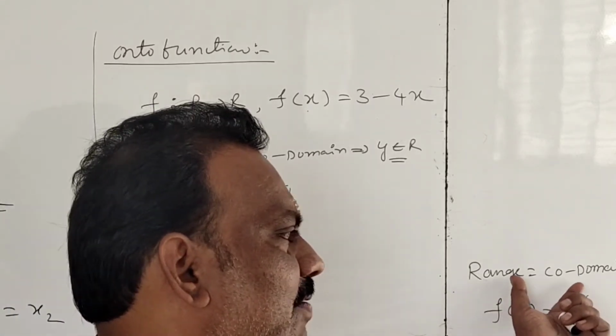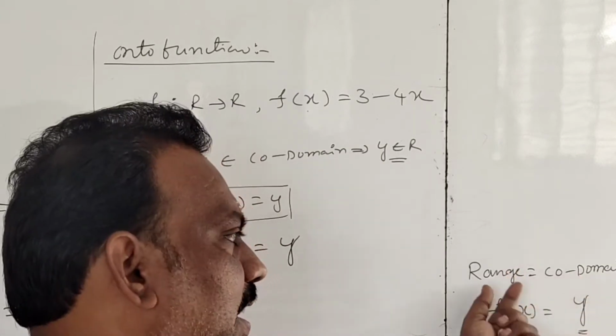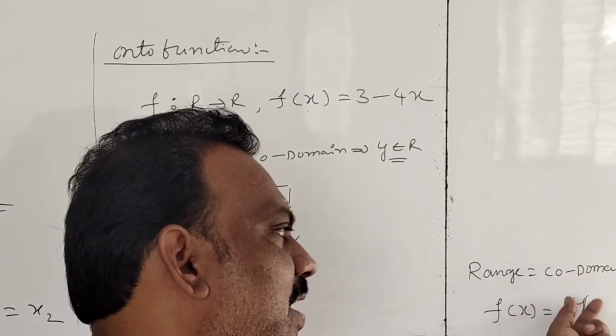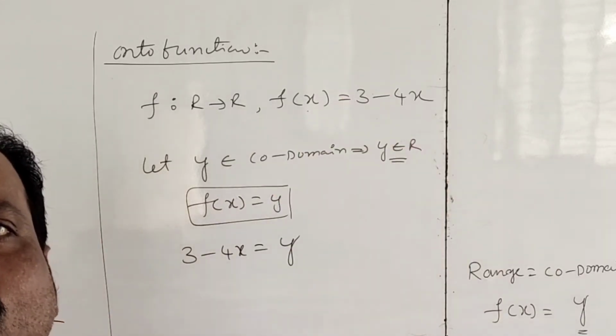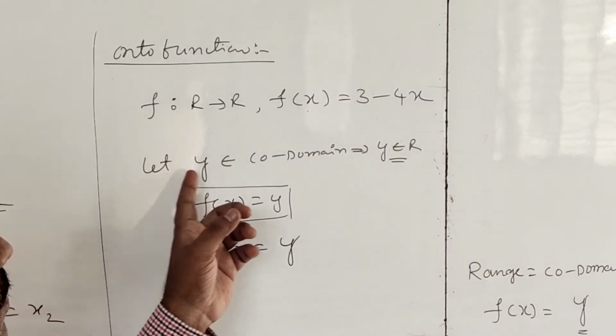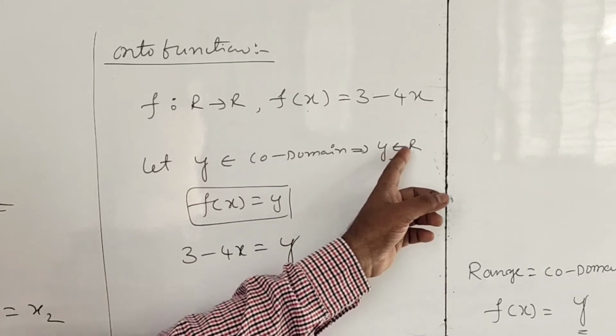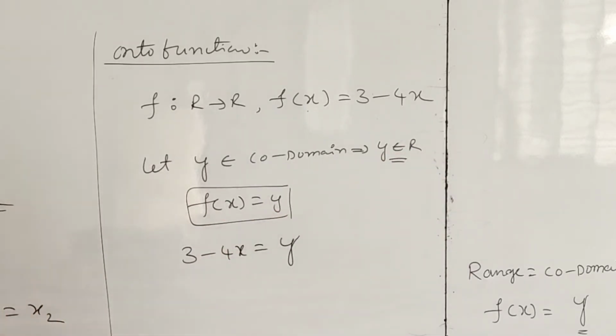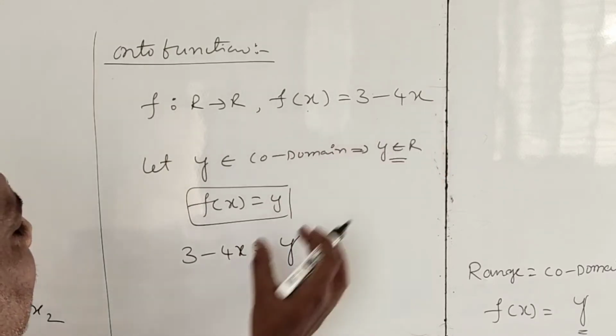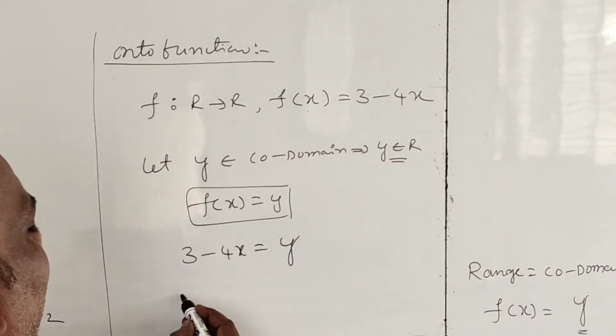Range and codomain equivalent, we have to prove. Range is f of x, codomain is y. Y means y containing many elements in the codomain. That's why let y belong to the codomain. That means y belongs to R. So, we want to prove f of x is equal to y. F of x value here is 3 minus 4x, that is equal to y.